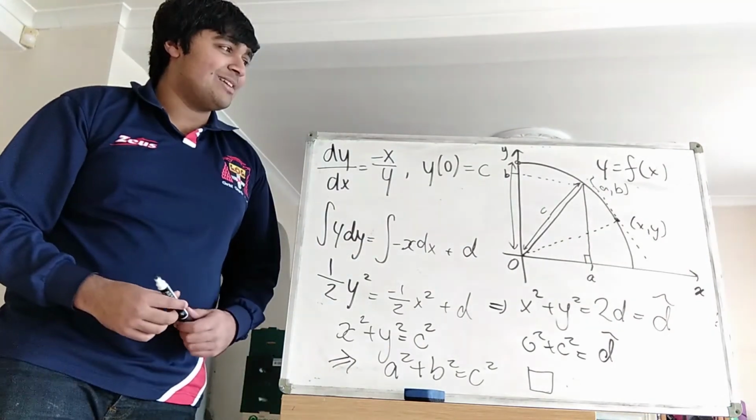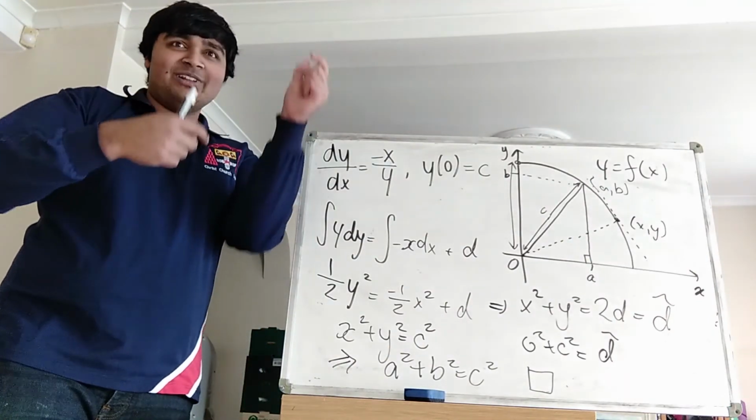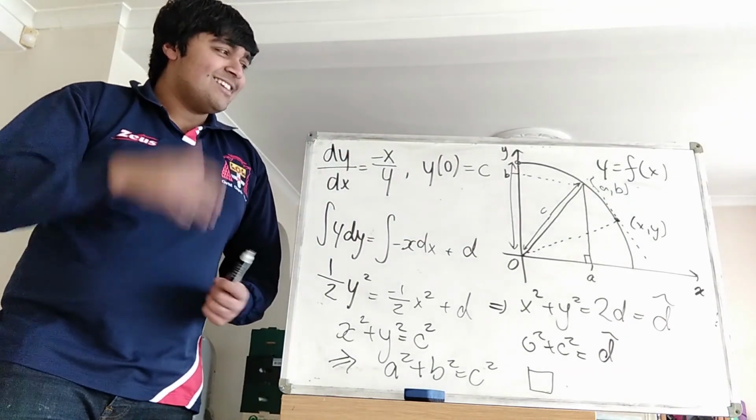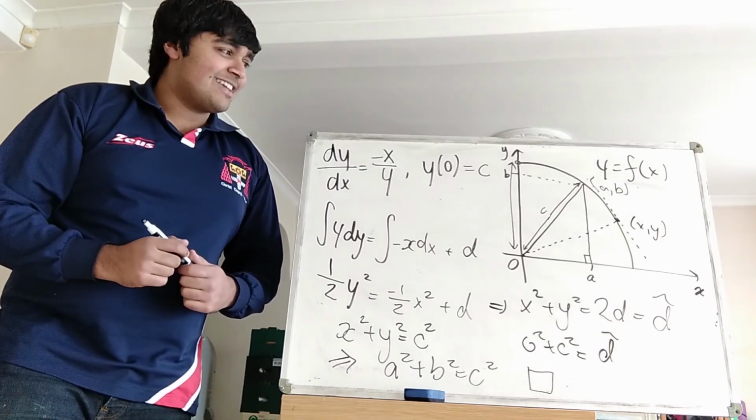Obviously there are some classic ways to prove it by drawing the right angle triangle 4 times and then comparing areas. But this is the way I'm showing you today, which I think is quite cool.